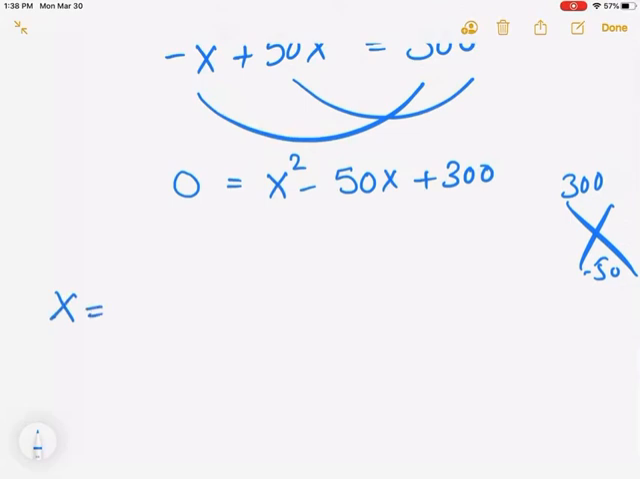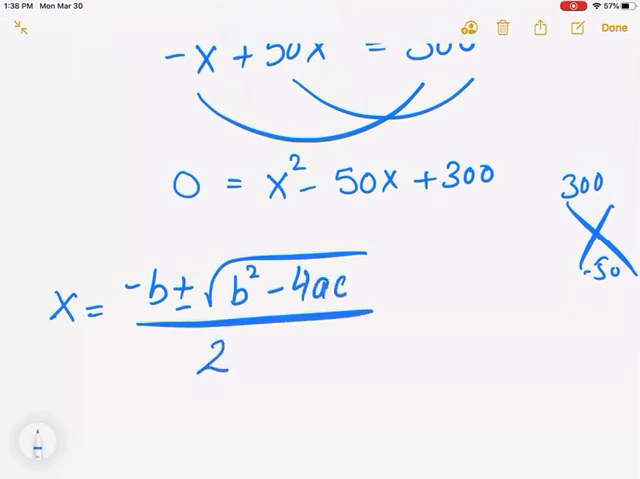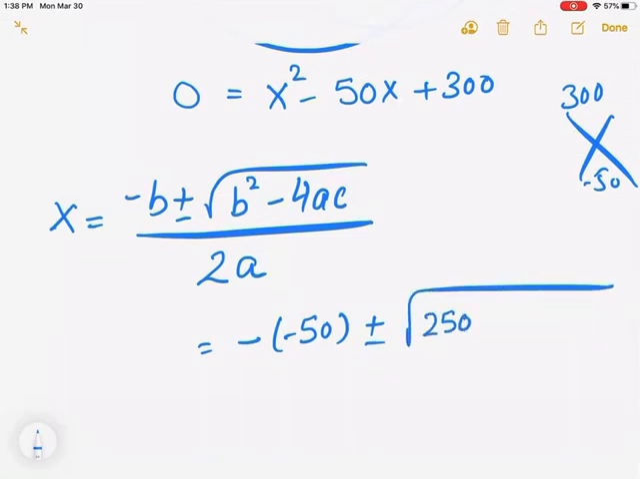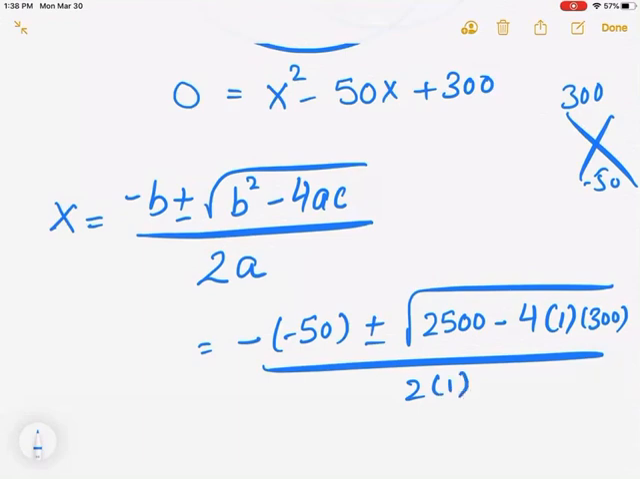And here's the story. Try recalling that. Negative boy wasn't sure to go on a radical party. Since B was square, he missed out on 4 awesome chicks, and the party wasn't over until 2 a.m. So let's plug everything in. Negative boy wasn't sure. B was square, so 50 squared would be 2,500, minus 4 times A times 300, over 2 times A.